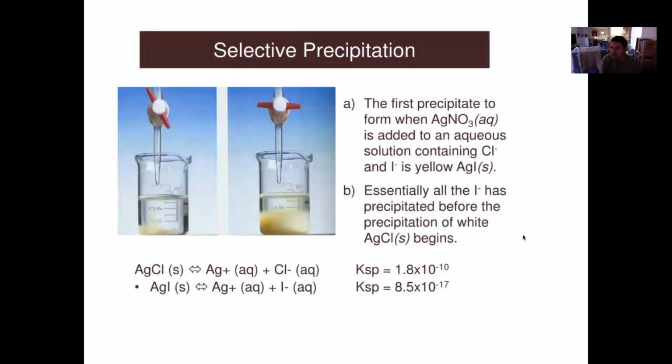Now, something else I want to point out with selective precipitation. We have an example here. It is a solution with chloride ions and iodide ions.